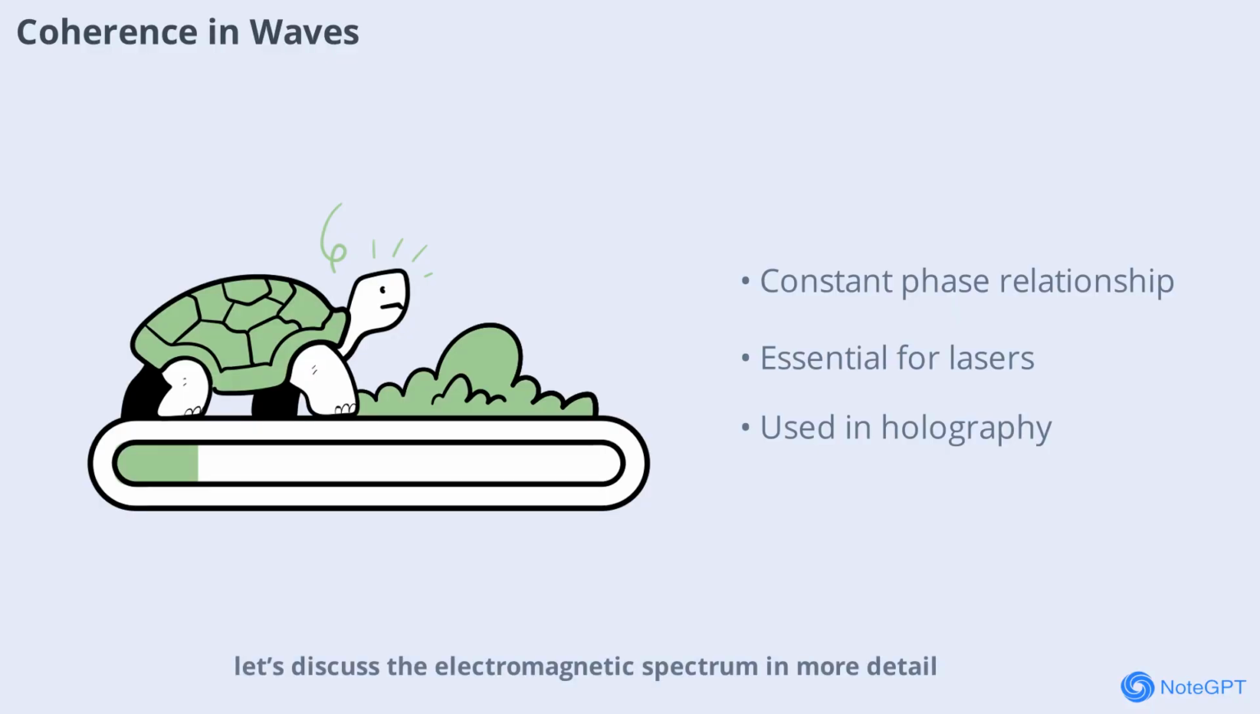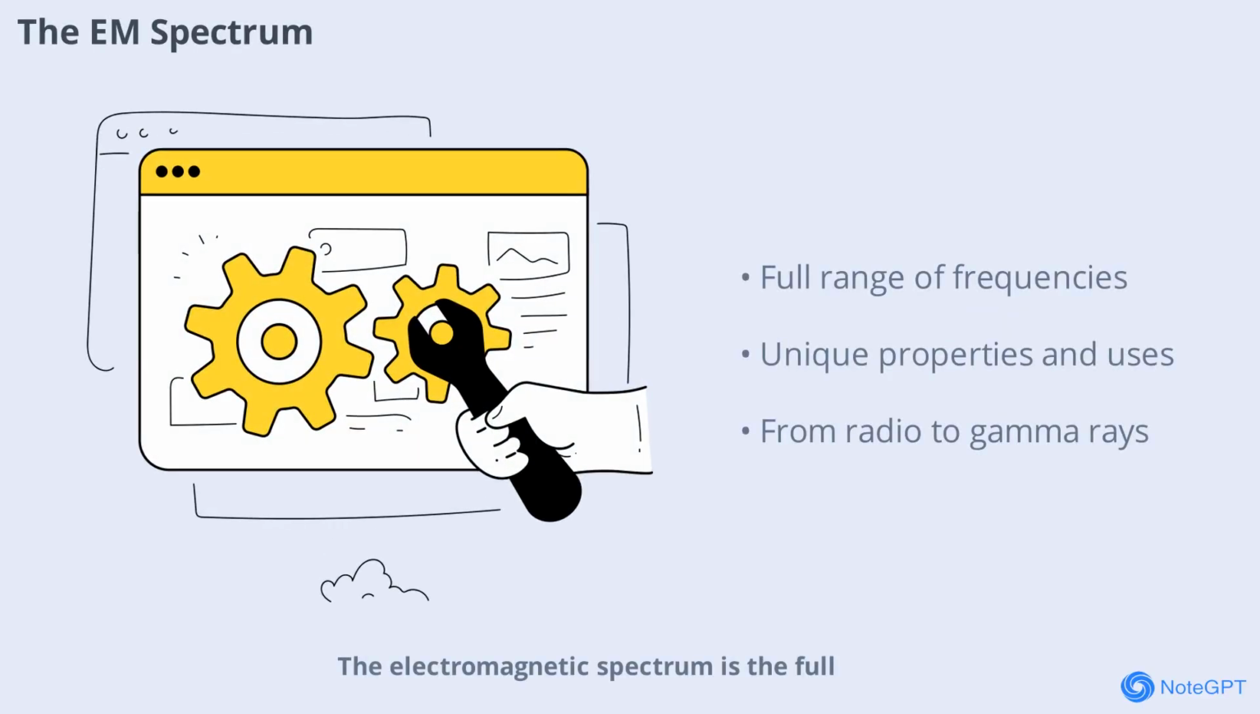Next, let's discuss the electromagnetic spectrum in more detail. The electromagnetic spectrum is the full range of all possible electromagnetic wave frequencies. It includes radio waves, microwaves, infrared, visible light, ultraviolet, X-rays, and gamma rays. Each region of the spectrum has unique properties and uses. For example, microwaves are used in cooking and communication, while ultraviolet light is used for sterilization. Understanding the spectrum helps us harness electromagnetic waves for countless applications.